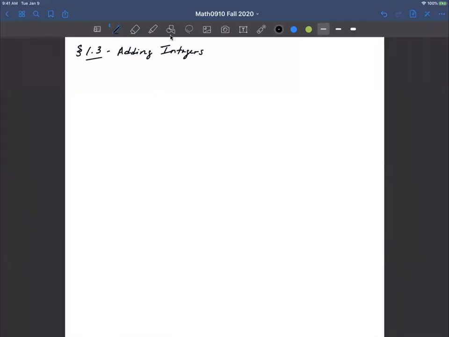All right, so let's get started with adding integers. When we think about integers, we talked about how integers work on a number line. I'm going to do a quick little number line here, and we've got 0 in the middle. Let's get some intervals going. These aren't quite equal, but you get the idea.